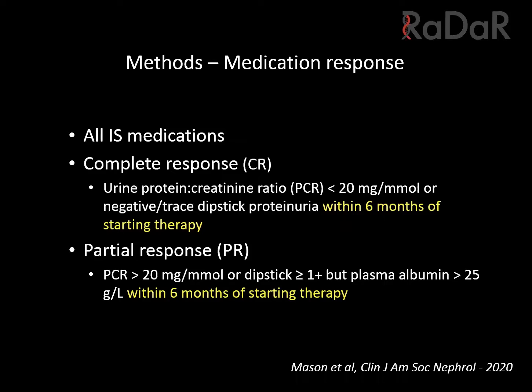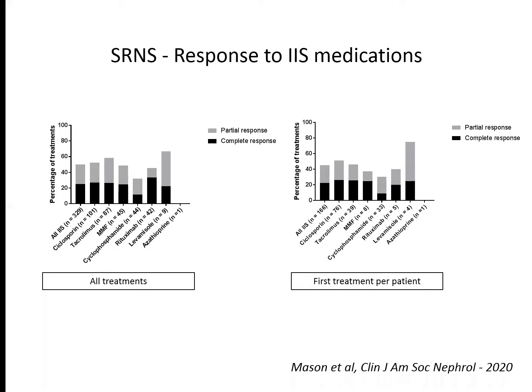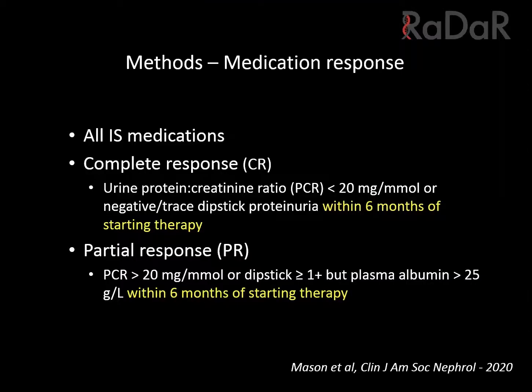And then we looked at the medication response in these patients, again, through the registry, and we defined responses as complete response, which is a protein-creatinine ratio of less than 20, or a partial response of between 20 and 200 with a normal plasma albumin, or above 25. I'll concentrate on the patients with complete response. Carry on to the next slide.